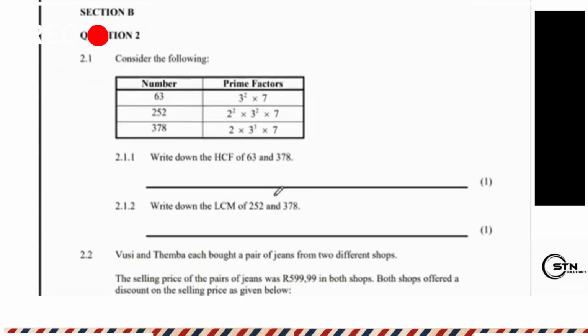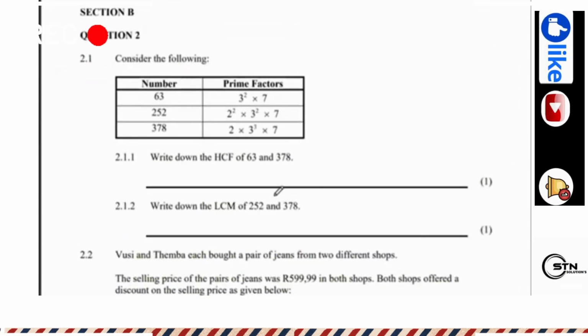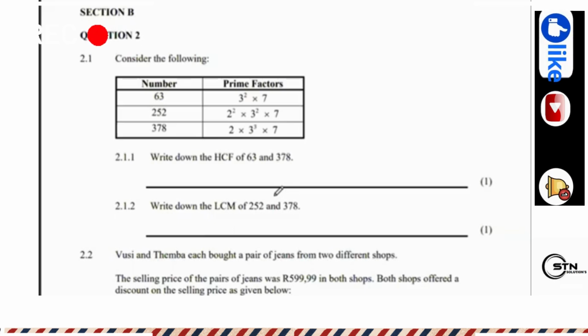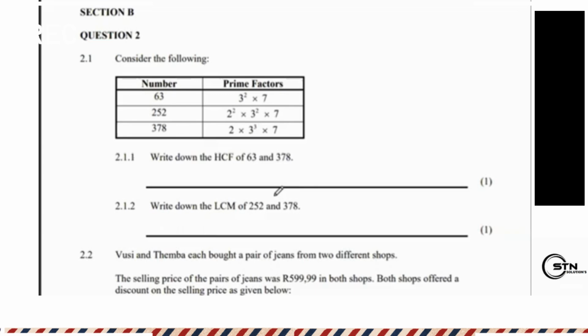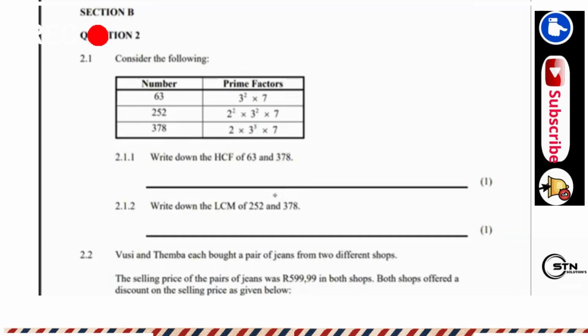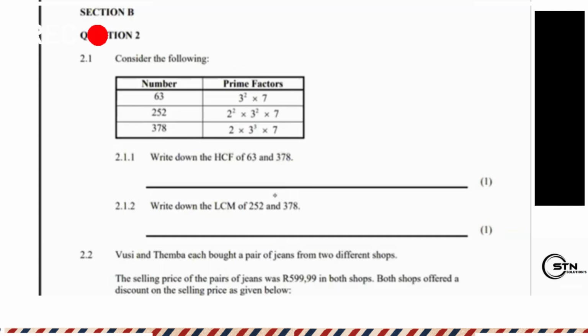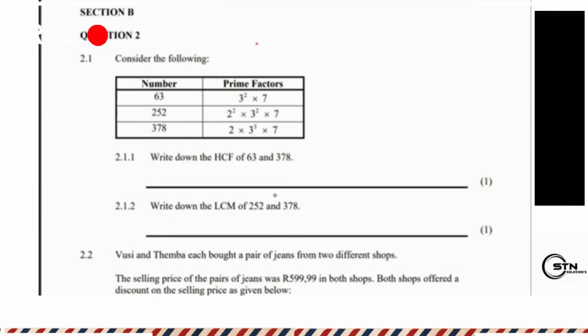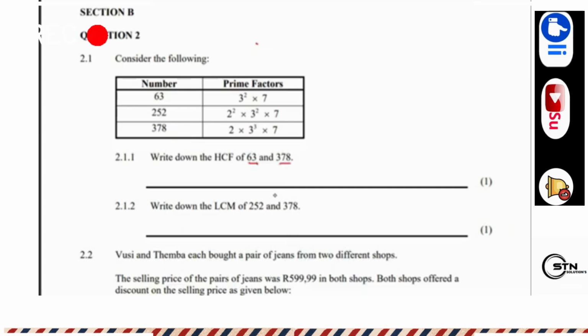Section B, they're asking us to consider the following. Okay, so we have 63, we have 252, we have 378. And then they want us to look at the prime factors, which have been simplified for us also. So that 63 is the same as 3 squared times 7. 252 is the same as 2 squared, 3 squared times 7, and the story continues. Then they want us to get the highest common factor of 63 and 378.